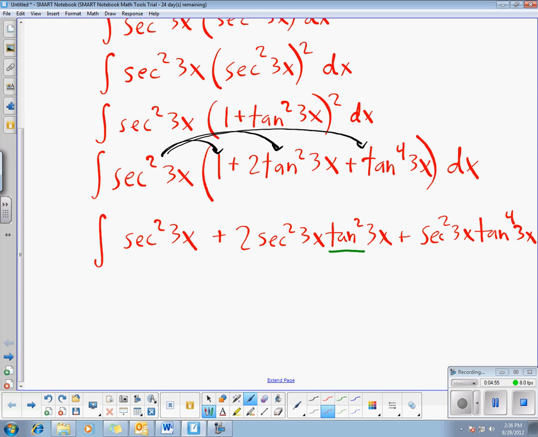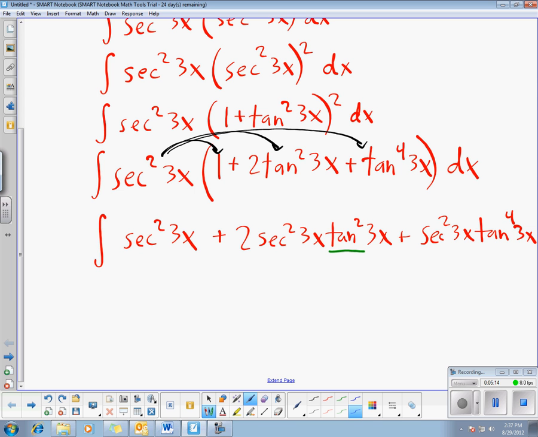Okay, so first we integrate secant squared. And the integral of secant squared is tangent, because the derivative of tangent is secant squared. So in this case, this one sets up perfectly, other than the fact that I need an extra 3.